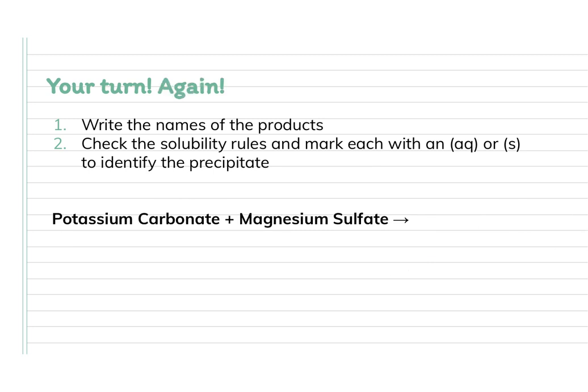We'll try one more together. So we have potassium carbonate reacting with magnesium sulfate. Potassium will go with the sulfate. Magnesium will go with the carbonate. So I'm just going to write that over here really quickly.